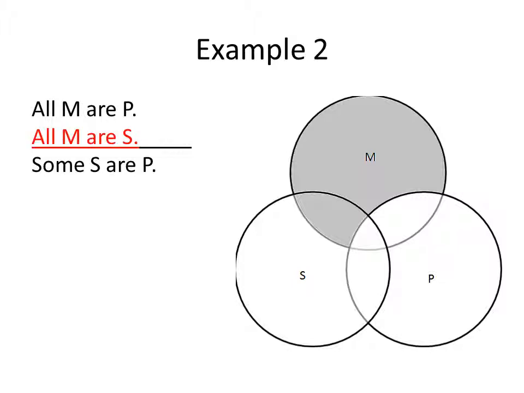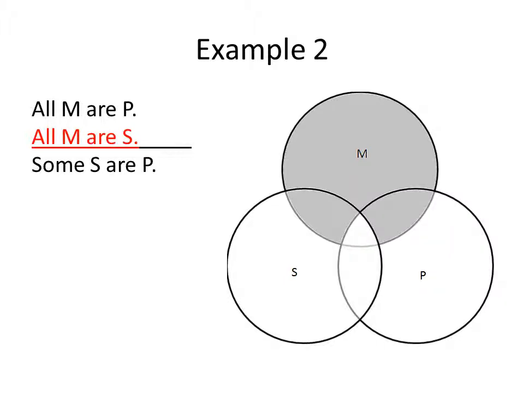All right, here's our second one, all M are S. What does this mean? Well, it means that anything that's an M has to be an S. So there's nothing that's an M that's not an S. So where would we shade? This is your invitation to shade. All right, so we're going to shade here, at this part that overlaps the M and the P circle, but doesn't overlap the S circle.